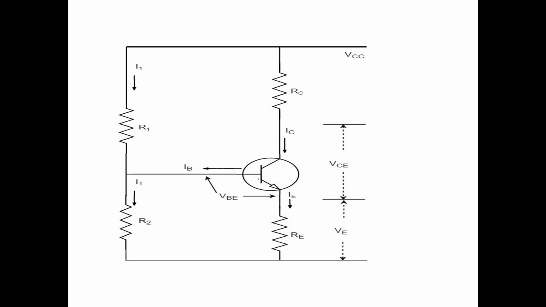So here the transistor is connected in common emitter configuration, and the applied voltage here you can see is commonly VCC. Now this VCC makes a current flow here, and that current flows through these two resistors R1 and R2, which are connected at the center point to the base of the transistor. This is the base of the transistor, this is the collector, and this is the emitter.